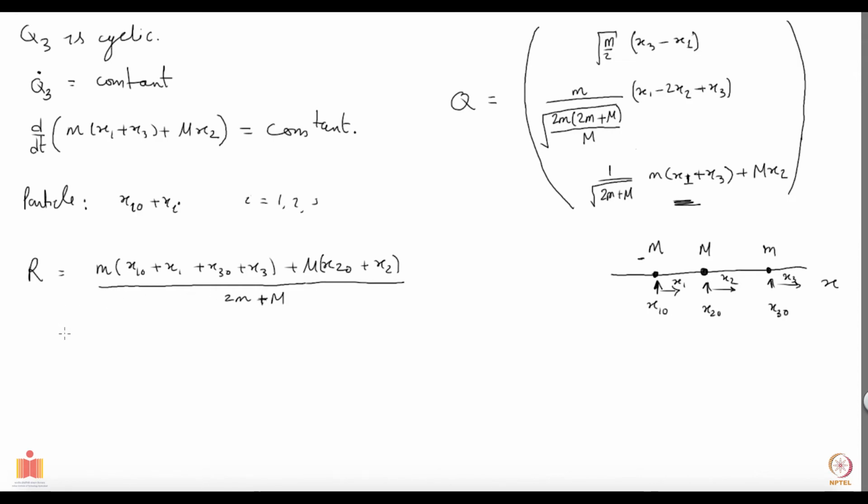Which I can write down as m(x10 plus x30) plus capital M x20, plus m(x1 plus x3) plus capital M x2. And I should divide by the total mass here as well. Okay, very good.